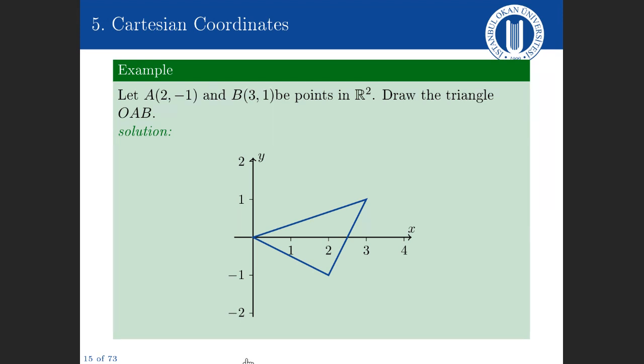For example, let A be the point 2, minus 1, and B be the point 3, 1. Draw the triangle OAB. Here it is. To get to A, we go right 2 and then down 1. This is the point A. To get to B, we go right 3 and then up 1. This is the point B, and the origin is the point O. Connect these 3 points together, we have the triangle that we're asked for.